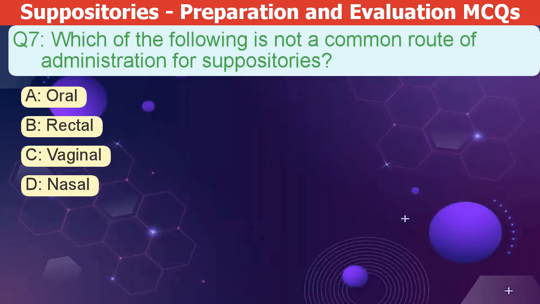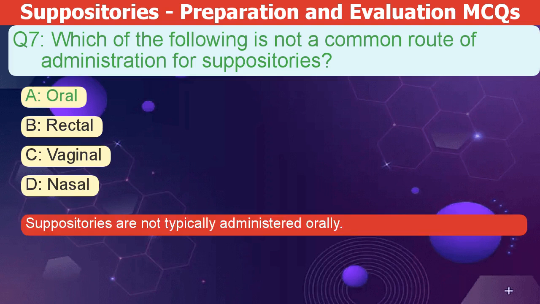Which of the following is not a common route of administration for suppositories? A. Oral. B. Rectal. C. Vaginal. D. Nasal. The correct answer is A. Suppositories are not typically administered orally.